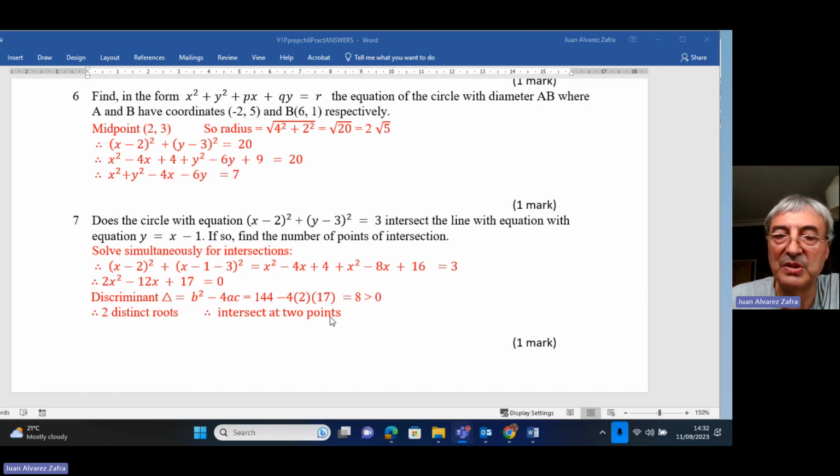We could work out the x coordinates by solving this quadratic and working out the y coordinate by substituting back into either the circle or more easily into the line, but we're not asked to do that. We just need to know whether it intersects, and if it intersects, at how many points it does. So this is quite an interesting use of the discriminant from the quadratics chapter. Good. I hope that was useful.